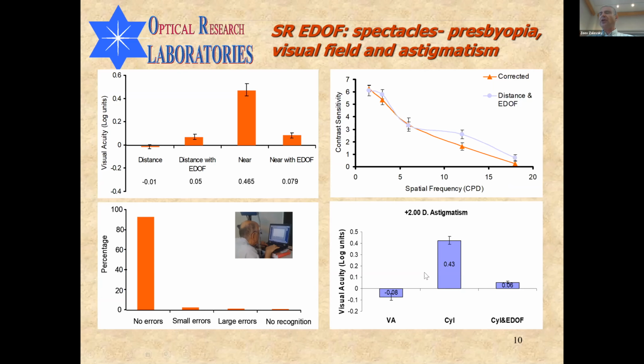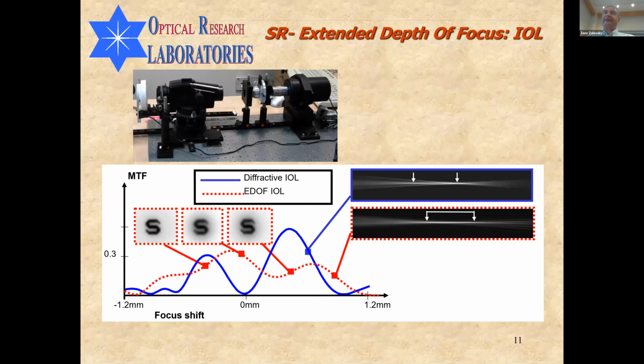In the lower right part, we did the experiment on people with astigmatism, and again, we were able to fully correct astigmatic distortion, which was of 2 diopters, and without using cylindrical lenses, spectacles. Now we can speak about intraocular lenses. So we embedded the same concept for intraocular lenses, the lenses that are implanted in cataract surgery.